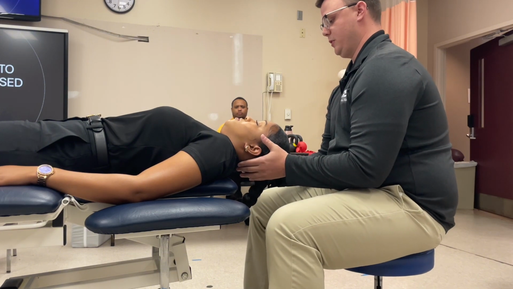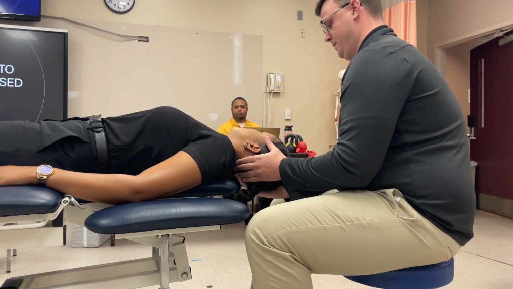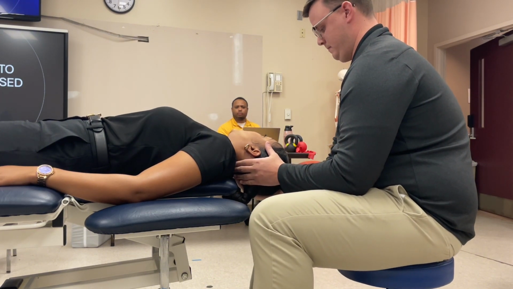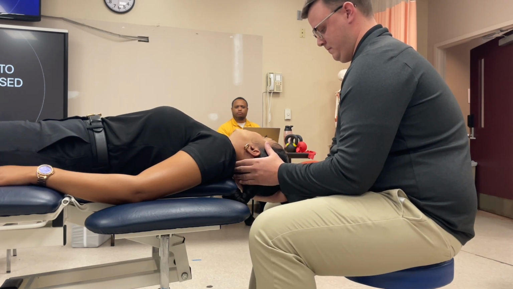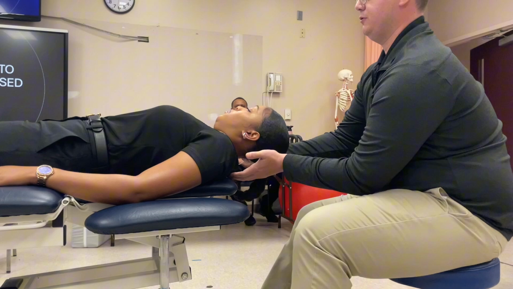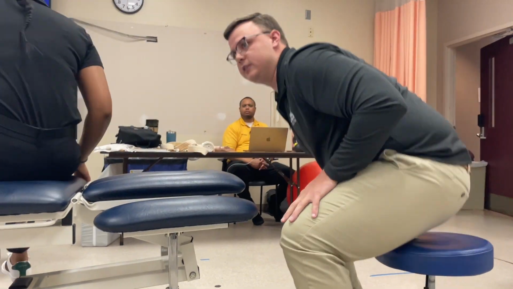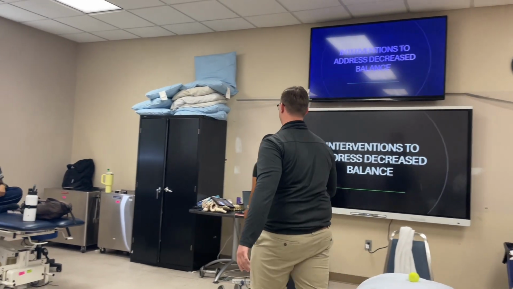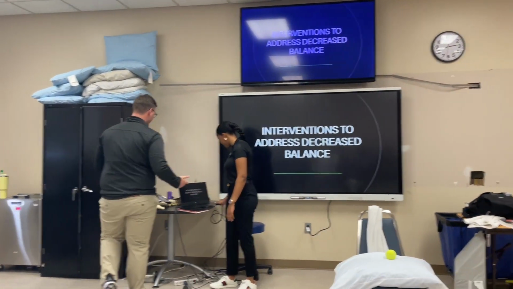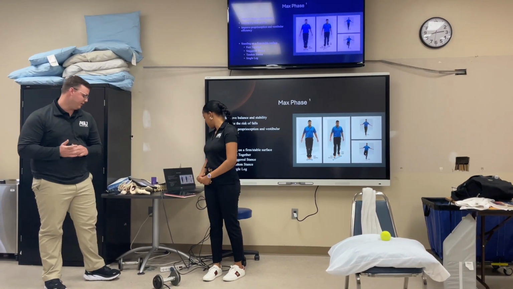I would also perform it going the other way. 10, 9, 8, 7, 6, 5, 4, 3, 2, 1. So once again, she didn't have any nystagmus in the eyes. Did you feel any dizziness with that? I didn't. Okay. So now we can address the interventions for decreased balance.